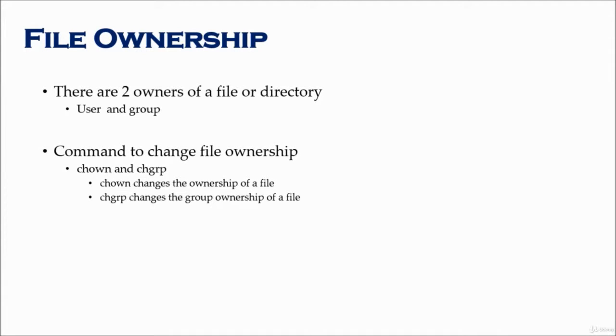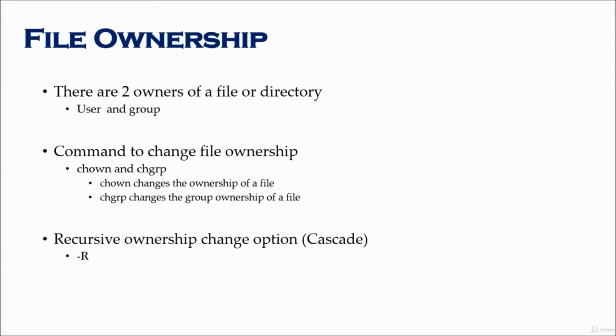The commands to change file ownership are chown, which is also known as change owner, and change group, chgrp. Chown changes the ownership of a file. Chgrp changes the group ownership of a file. Recursive ownership change option: if you use the option -R (uppercase R) with chown or chgrp, it will not only change that directory, but also all the files and directories within that parent directory.